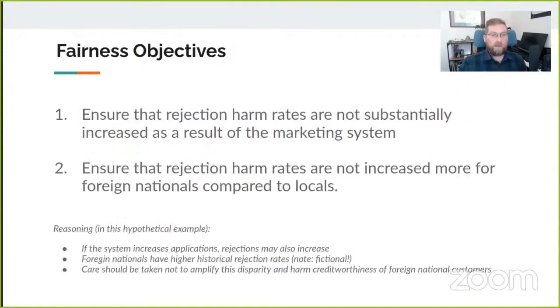Finally, part A of the methodology asks system owners to specify their fairness objectives and constraints qualitatively at first. We developed two for the case study. The first is to ensure that the rejection harm rate is not substantially increased as a result of the marketing system. Second is that we want to ensure that the rejection harm rates are not increased more for foreign nationals compared to locals. The reasoning behind these is that foreign nationals in our hypothetical example have higher historical rejection rates, and therefore we should be extra careful not to amplify this disparity. This harm has the possibility of making it more difficult to obtain credit in the future, so this could create a feedback loop that we want to avoid.